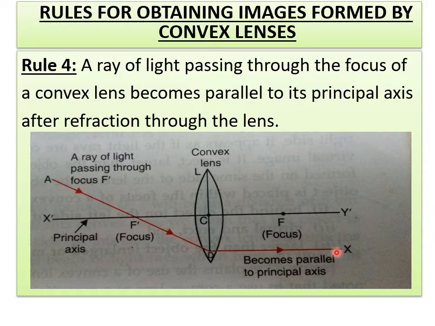Once again, I'll recap the rules. First, a ray which is passing along the principal axis goes undeviated. Second, a ray which is passing through the optic center also goes undeviated. Third, a ray parallel to the principal axis, after refraction, passes through the focus. Fourth, a ray which is passing through the focus, after refraction, becomes parallel to the principal axis. Rules 3 and 4 are converse to each other. Remember that, children.